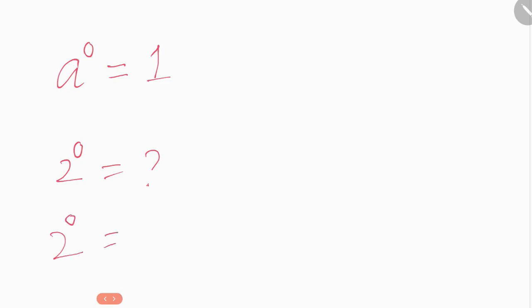And now one more law is a power 0. Most of the students don't know, if any number has 0 as the power, then what is the answer? They don't know. So this is a very useful law for these kinds of things. A power 0 value is always 1. Here a is any integer we can take, like 2 power 0, how much? According to a power 0, 2 power 0 is also 1.